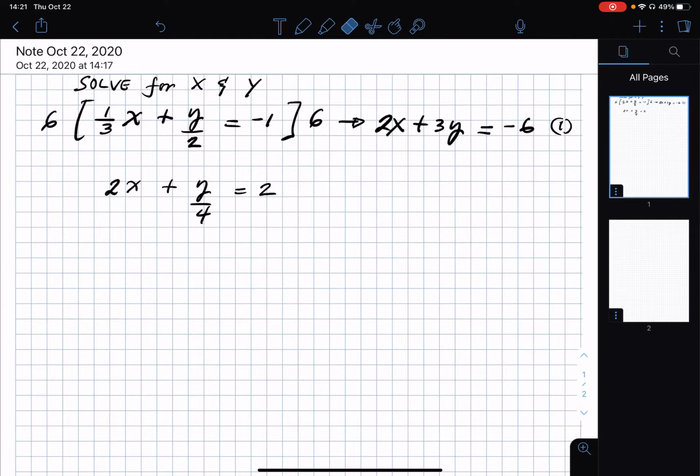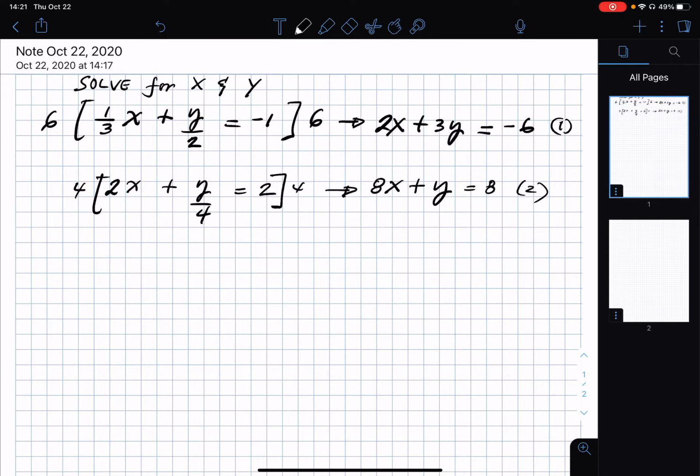Similarly, the second one, 2x plus y over 4 equals 2. I will multiply both sides of the equation by 4 to eliminate the fraction 1/4. So this will become 8x plus y equals 8. And I will call this equation 2.